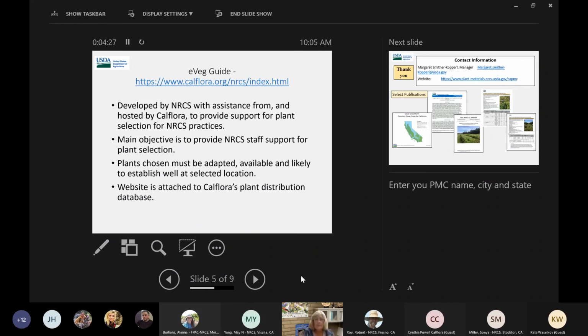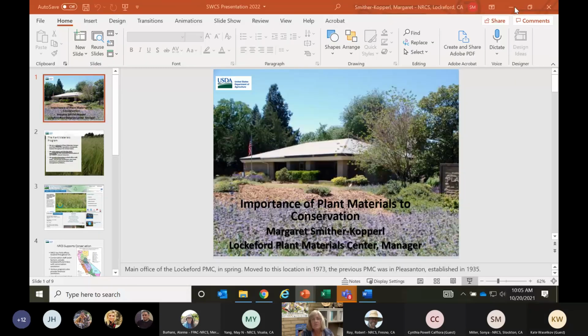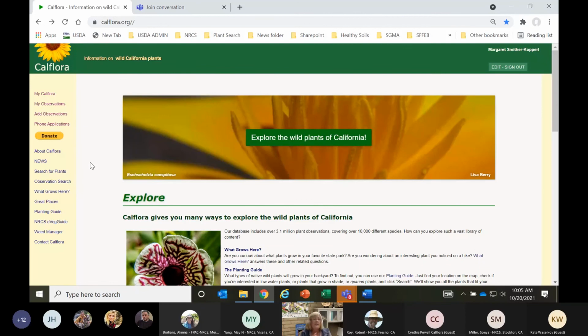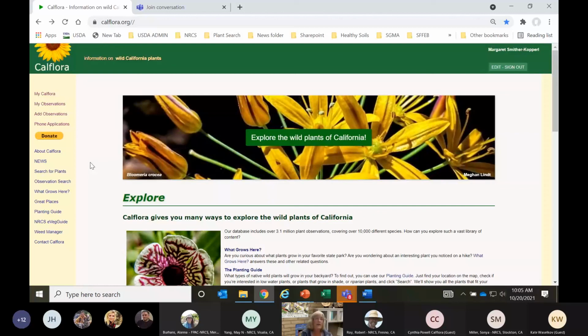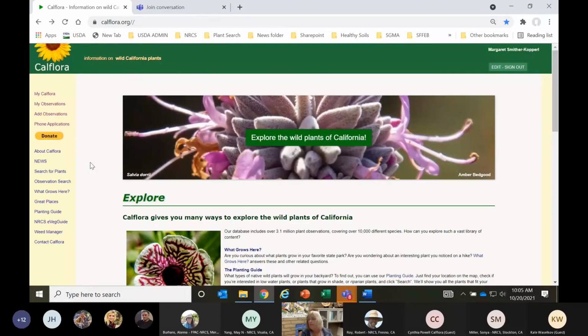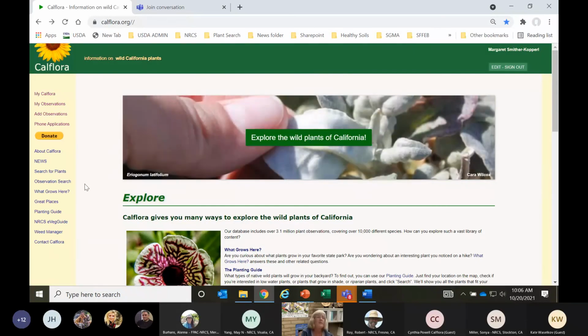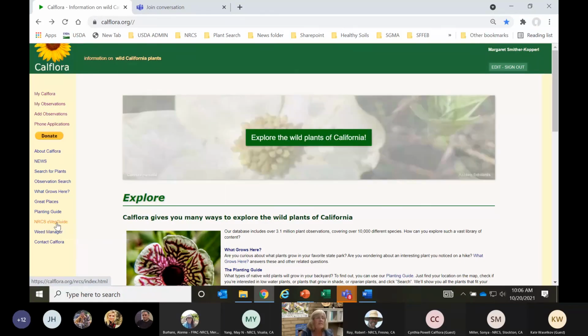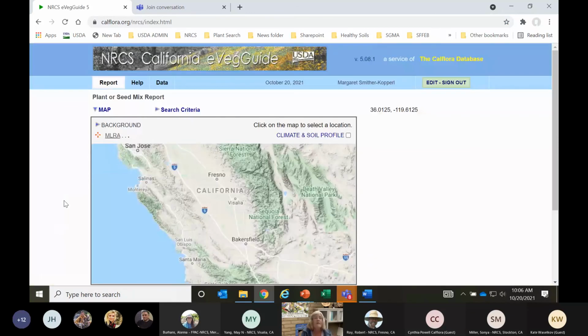So with that, I'm going to get out of this and hopefully give you a demonstration. So this will be familiar from Cynthia and Kate's talks. This is the Calflora website, which I have to say, coming to California 11 years ago as a botanist and finding this fantastic flora in California, it's been the most helpful educational tool to me. Now, as you go down here, you see the NRCS eVeg Guide, and I'll give you a quick overview of this and how it works.